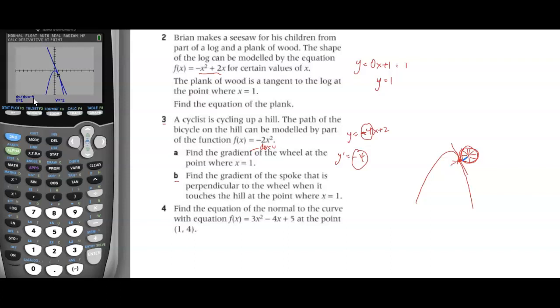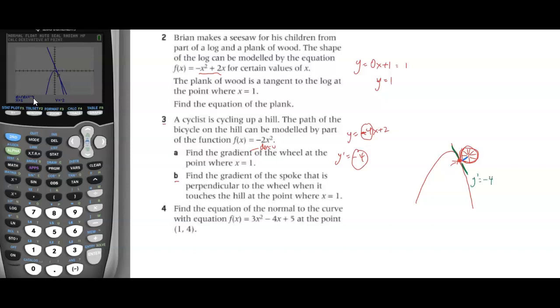So find the gradient of the spoke that is perpendicular to the wheel when it touches the hill at the point where x equals 1. So basically, isn't this blue line perpendicular to this green line? And what is the slope of the green line? It's -4, right?